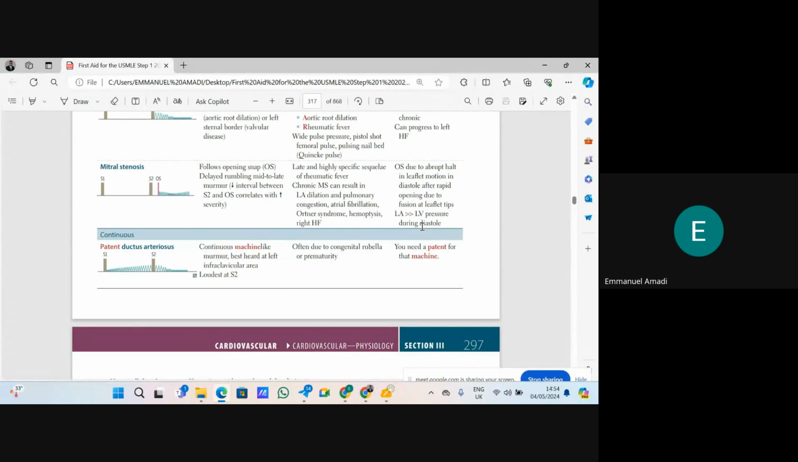Now, there are some confusing things you will need to know. If you hear that opening snap very early, it simply means that that disease is bad. That disease has gotten to a very chronic stage, or it has gotten to a worse stage.